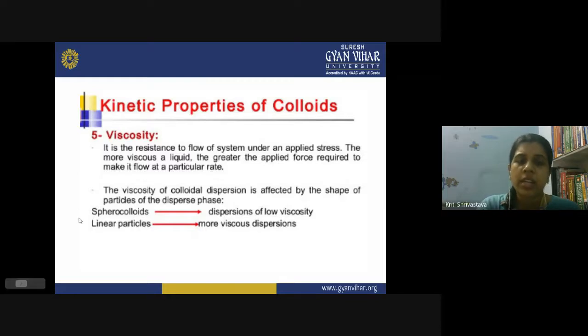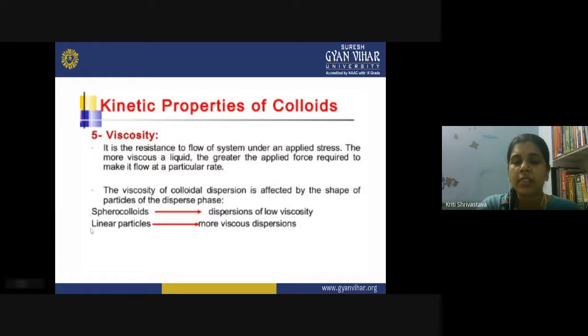In case of spherocolloids, we get dispersions of low viscosity. And in case of linear particles, we get dispersions of high viscosity. You can understand this very easily: when we have ball-like particles, they will roll over each other, and when they are present in a dispersion medium, the colloidal solution will have very low viscosity because the particles roll over each other and easily move.